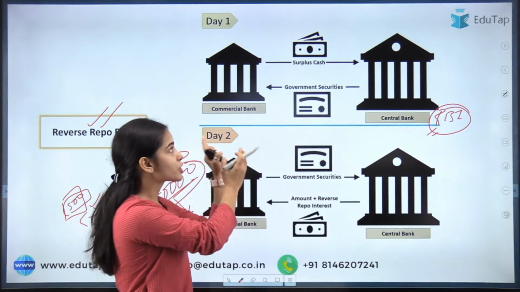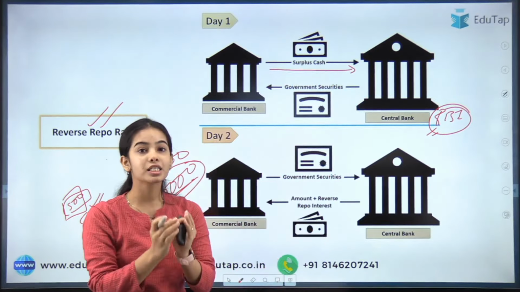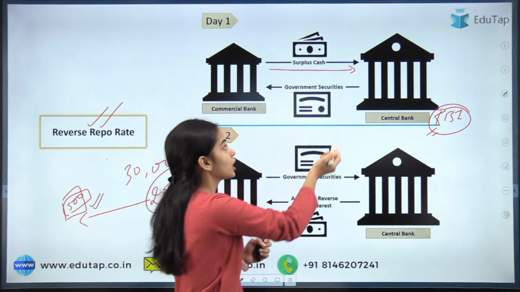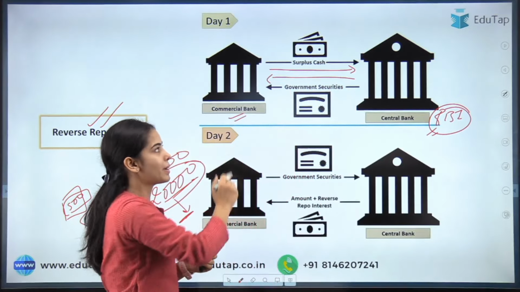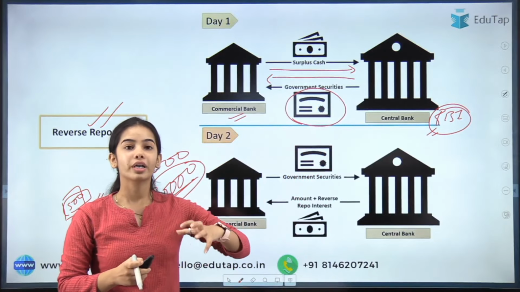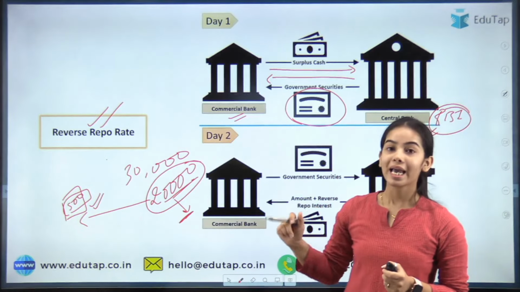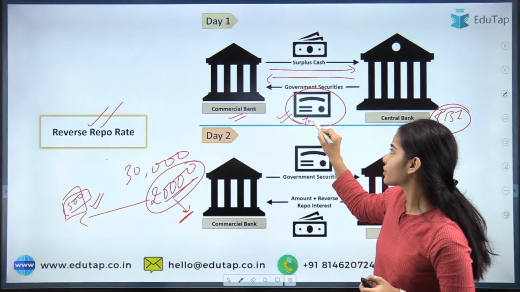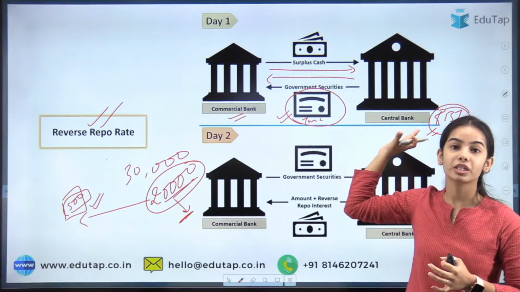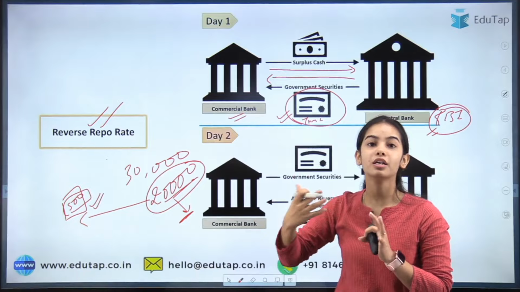The commercial banks can deposit their surplus cash with the Reserve Bank of India, and when the Reserve Bank of India gets the deposit, it will give government securities to the commercial bank. The government securities are of a similar or near amount. The commercial bank has made the deposit with the central bank, and these government securities are for the trust of the banks. So whenever a commercial bank deposits money with the central bank, the central bank gives government securities to the commercial bank of similar value.